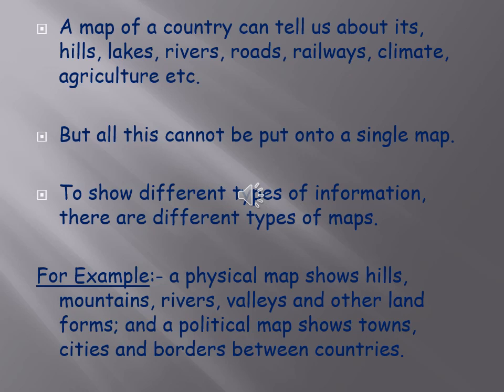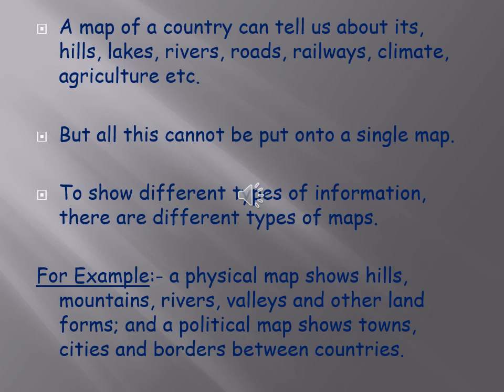So we are using different types of information for different types of maps. That is why we have different countries, and we have different types of maps. But there is also a world map. You have seen a world map. The whole world has a map, but in a world map we can't see all the hills, lakes, rivers, roads, and railways, and what the climates are, what the agriculture is.